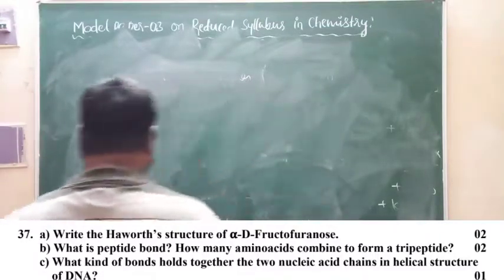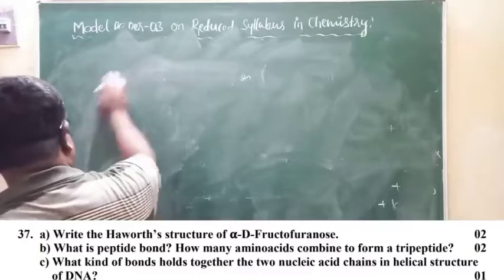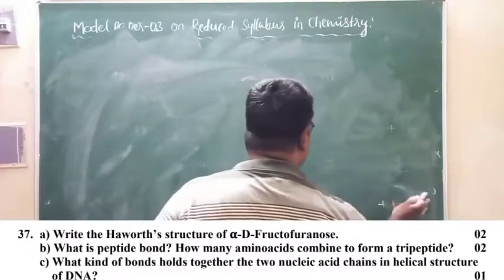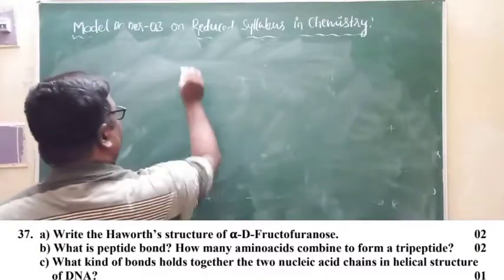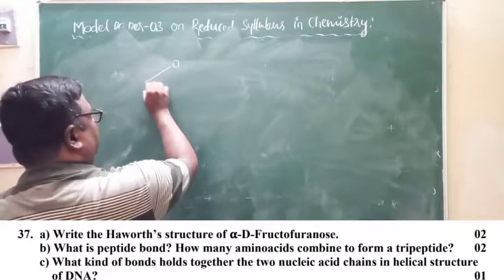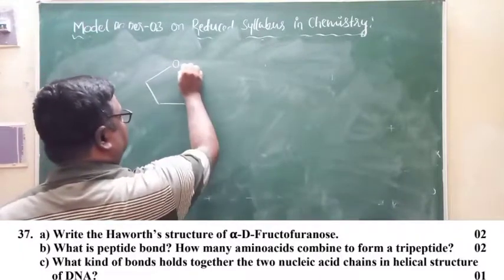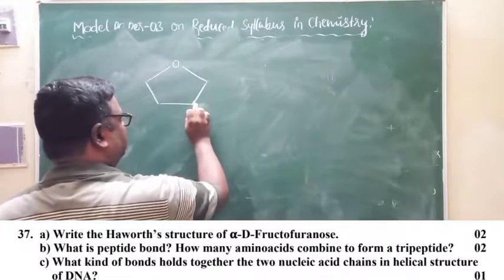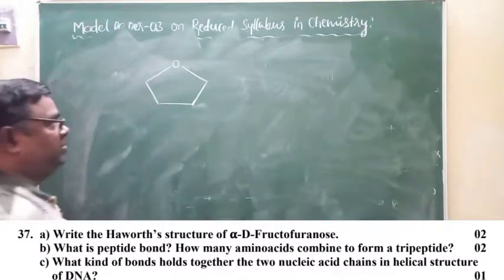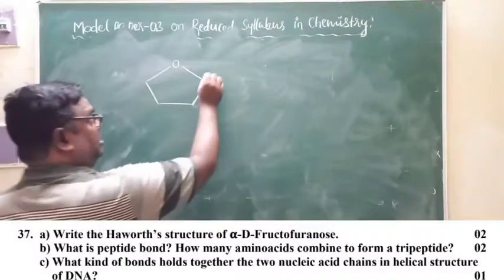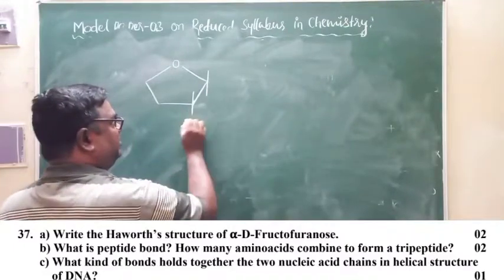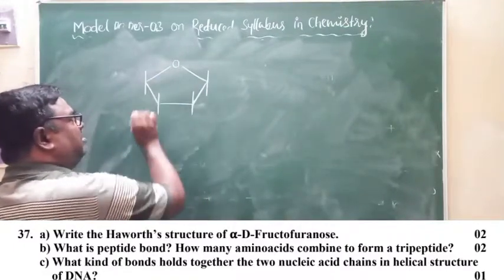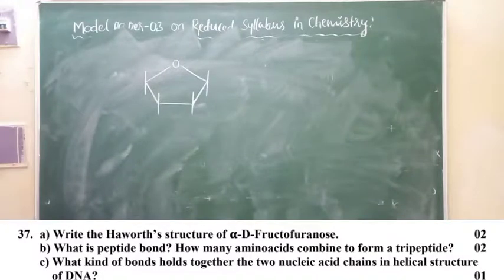First, the Haworth structure of alpha D fructofuranose. Furanose, and you can remember the furan ring. This is the furan ring, with 4 carbon atoms and 1 oxygen, a 5-membered ring. And of course, the remaining groups will be attached. The groups attached to the carbon atoms will be written above and below the plane.